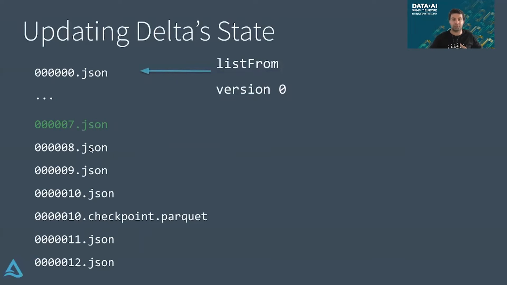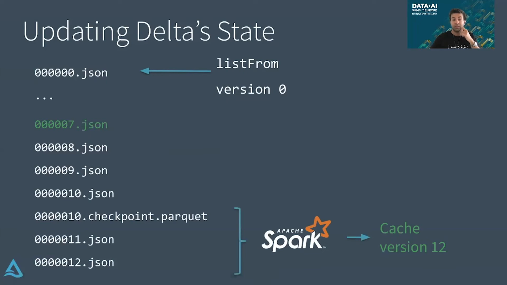The next time, we'll again list from version 0. We have our cached version 7 in memory. But here we see a checkpoint file appear, and then additional JSON commits have been made. So once we see a checkpoint file, we'll actually use that checkpoint file and play the JSON files after that for our log replay, and we'll cache version 12 there.